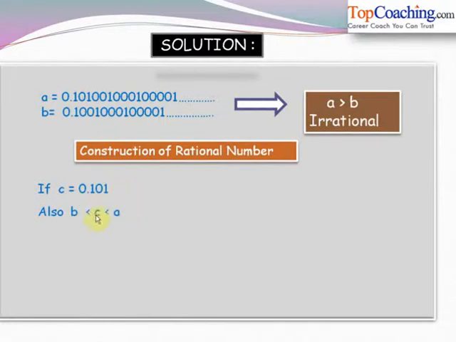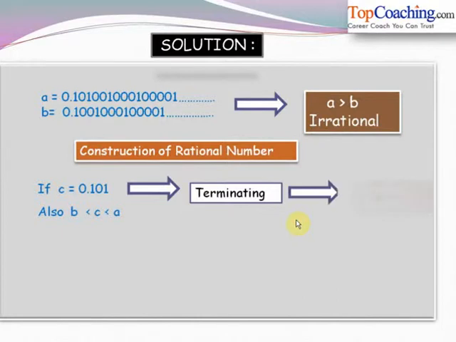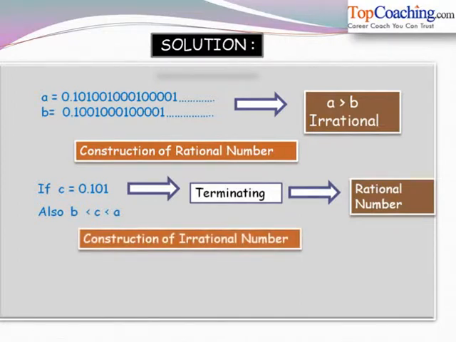Thus, C lies between B and A. Also, this is a terminating decimal, and we know that a terminating decimal is a rational number. Thus, C is a rational number which lies between A and B. Now, just the construction of an irrational number. So, we also have to find an irrational number between A and B.